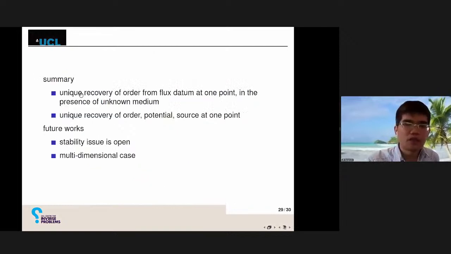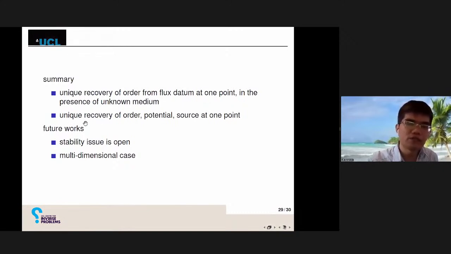Let me now summarize my talk. Through this talk, I have shown you that if we are considering this sub-diffusion or time fractional diffusion type model, then using just one single flux point data measurement at one single data point, we can uniquely recover the order. Without knowing anything else, we can recover the order. So that's one piece of math.